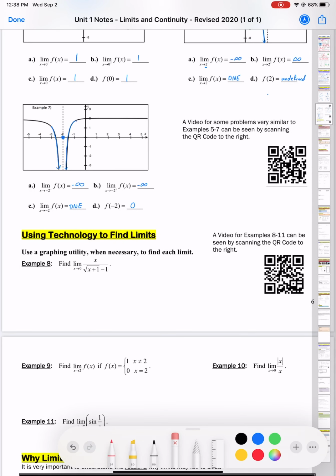So yesterday we did examples 1 through 7 in topic 1.3. Today we're going to just pick up where we left off and do examples 8 through 11, and then the little activity to end this off and a multiple choice AP style question.